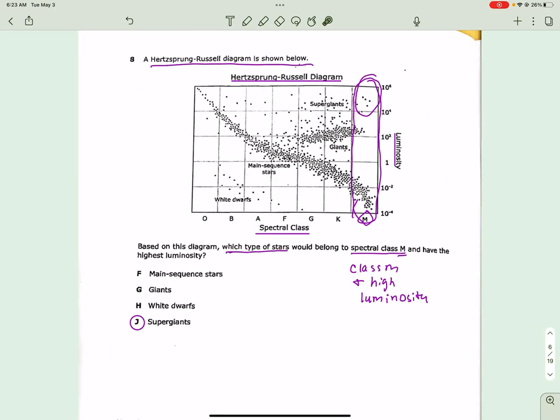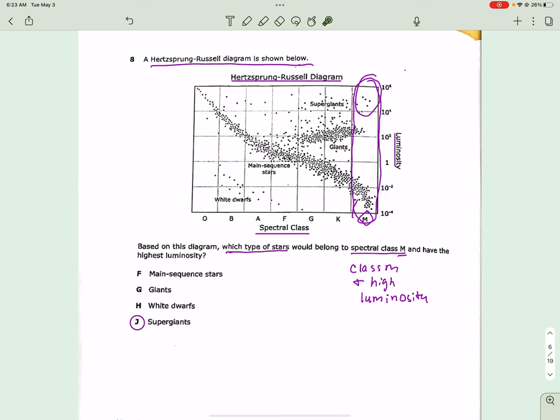Again, another HR diagram. So then right here it says, based on this diagram, which type of stars would belong to spectral class M and have the highest luminosity? As you can see, remember that I say spectral class. Here, they labeled the graph with spectral class and not the temperature. So then right here, spectral class M is right here. I can go from top to bottom. So then it says which type of star would belong to spectral class M and have the highest luminosity. So we're gonna go all the way to the top.